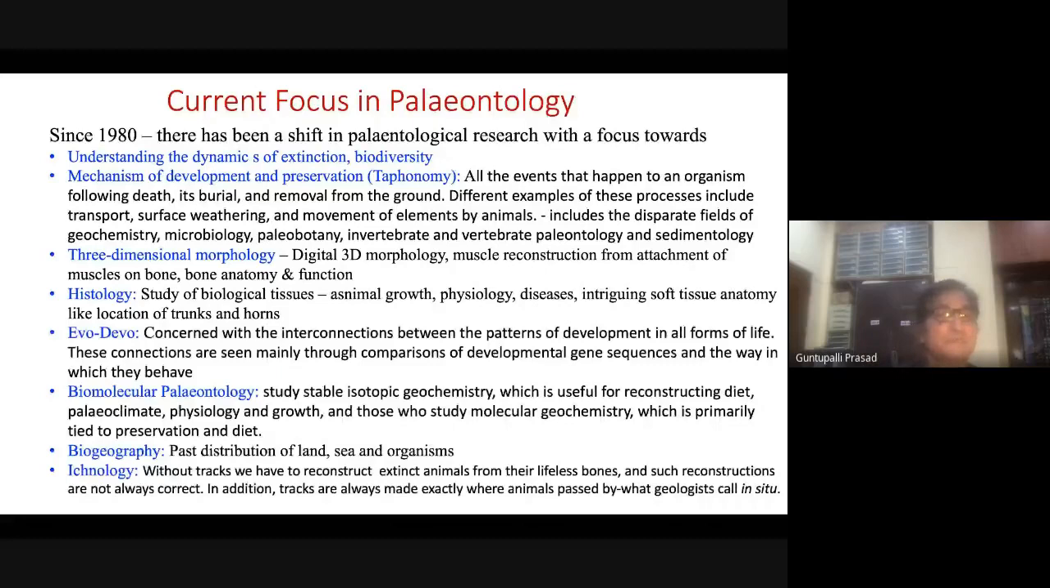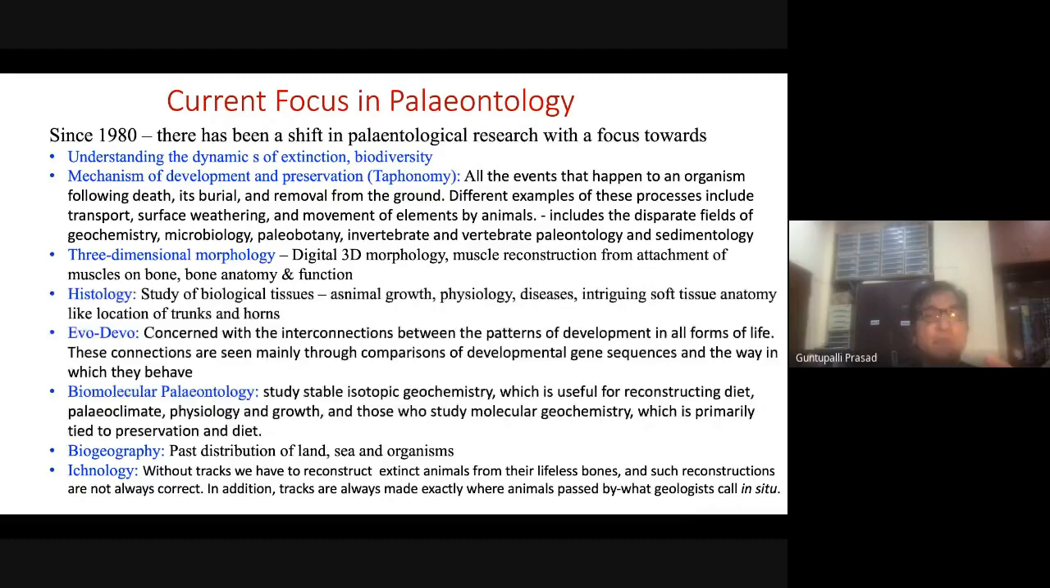Then the mechanism of development and preservation: how the animals, once they die, get buried, they may be exposed to surface conditions, exposed to predators or scavengers, and then after that they get buried under the sediments, and then finally they become fossils, and then a paleontologist discovers and recovers them. So between death and final recovery, there are many changes that the fossils undergo. So what are these changes that happened over time? These things are being studied extensively nowadays.